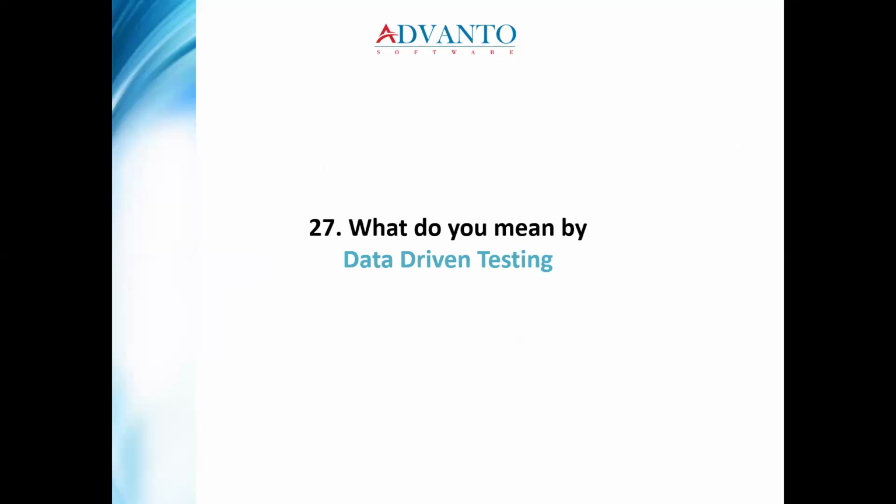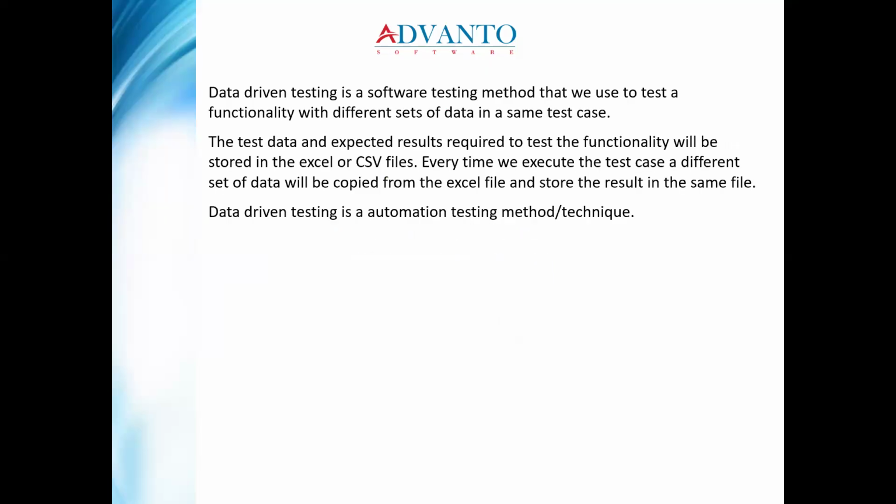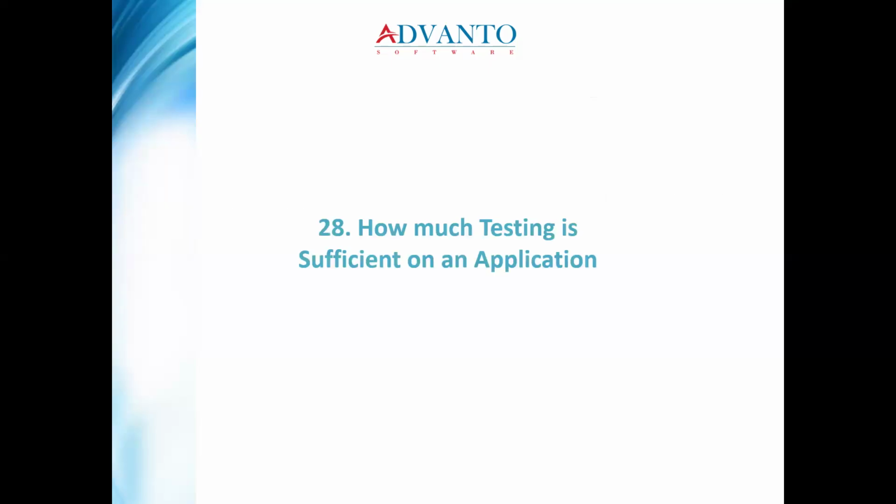What do you mean by data-driven testing? Data-driven testing is a software testing method that we use to test the functionality with different sets of data in the same test case. The test data and expected results required to test the functionality will be stored in Excel or CSV files. Every time we execute the test case, a different set of data will be copied from the Excel file and the result stored in the same file. Data-driven testing is an automation testing method or technique.